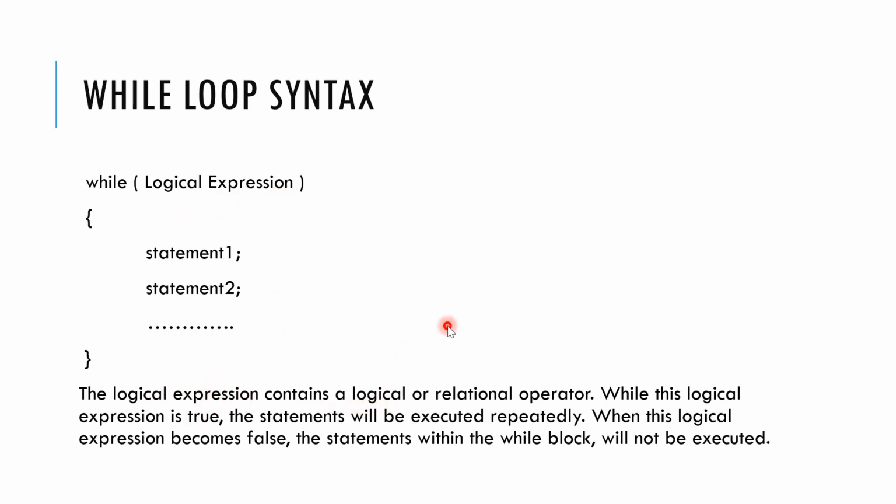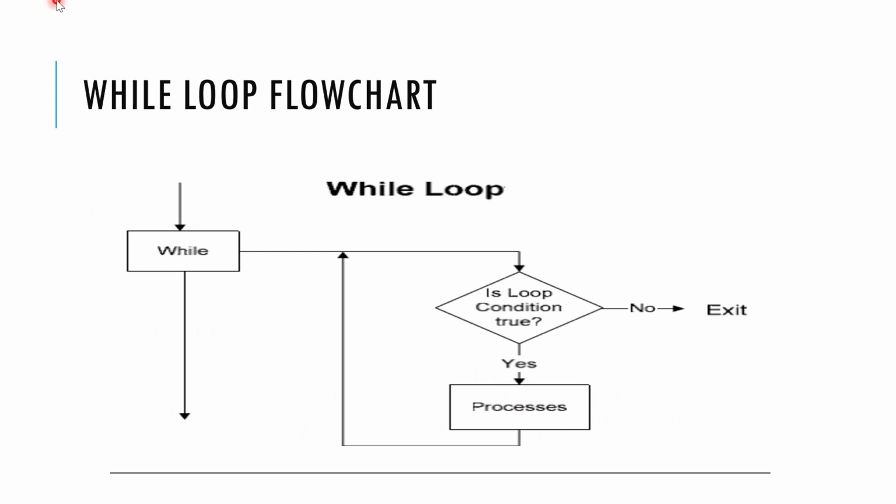Usually the logical expression contains a relational operator. While this logical expression is true, the statements will be executed repeatedly. When this logical expression becomes false, the statements within the block will not be executed. So this is the while loop flowchart. So in the while loop, is the loop condition true? This is a decision making.